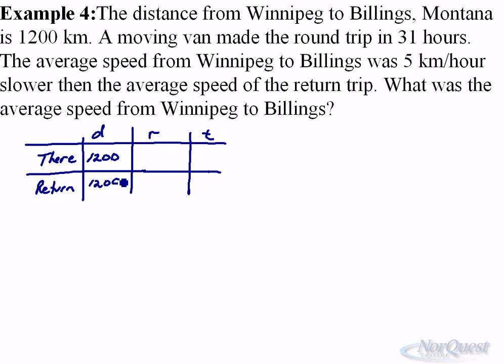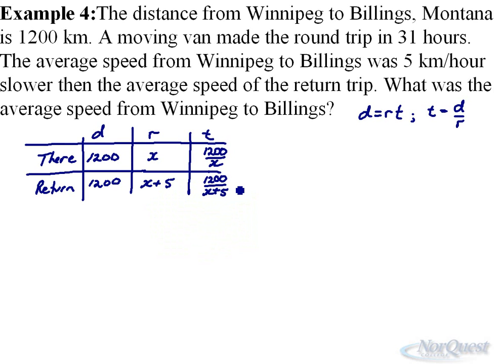They give us a relationship between the rates, and we're supposed to find speed. So we know that the average speed from Winnipeg to Billings was 5 kilometers slower than the return trip. So the return trip was faster, x plus 5. The original trip there was x. If we know two columns, you build the third using the formula. Distance equals rate times time, so time equals distance divided by rate. So this column will be 1,200 divided by x. The last column will be 1,200 divided by x plus 5.